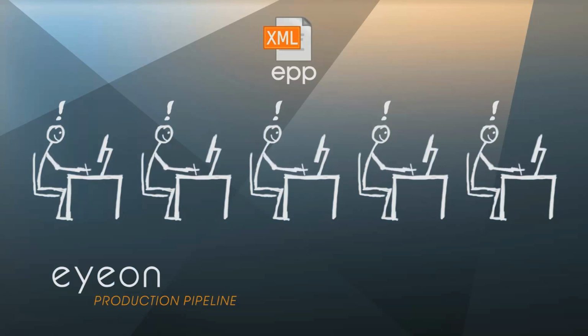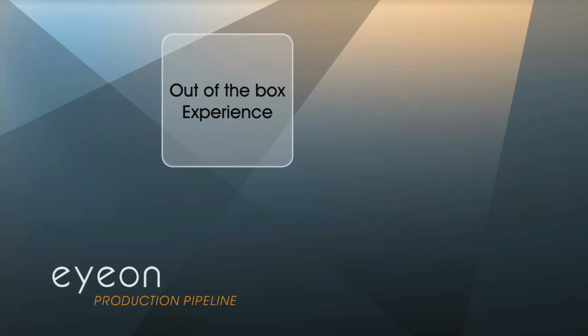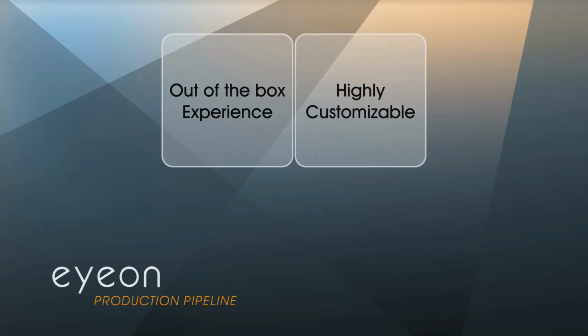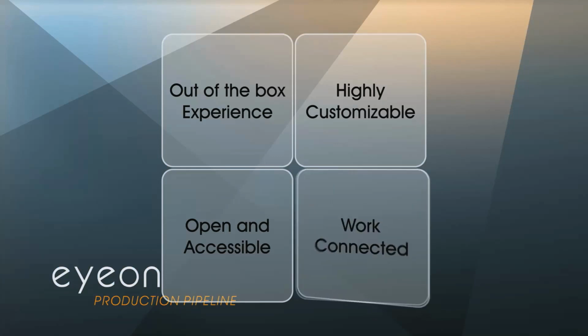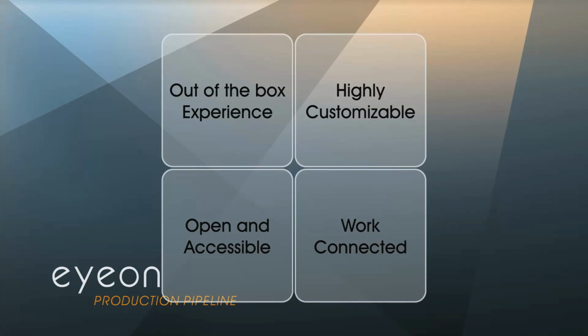EPP has the following objectives: a simple out-of-the-box experience, start working and benefit immediately from a default production setup; highly customizable to fit your conventions, easily adapt every aspect to your conventions; open and accessible to everyone, extend to other applications if needed, nothing is hidden from you; work well with others, keep it simple, so other production databases or applications can be hooked up.